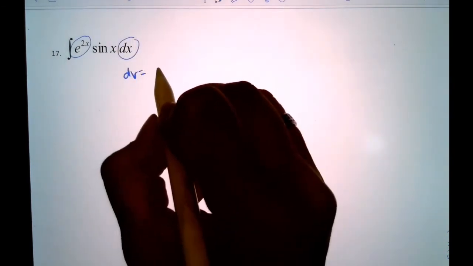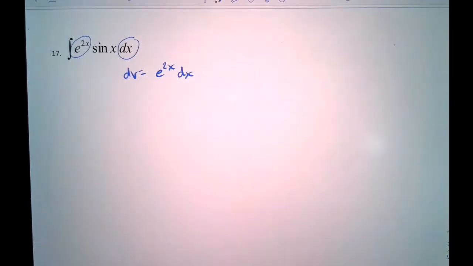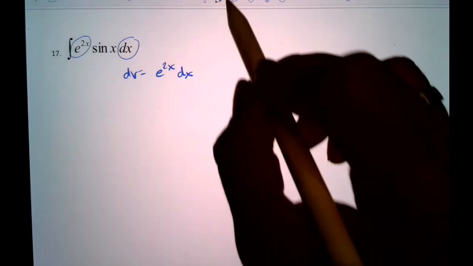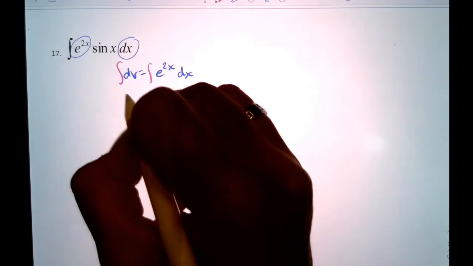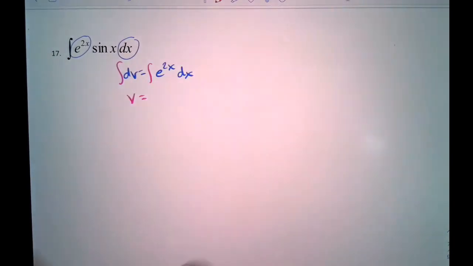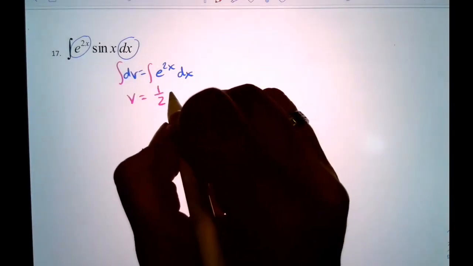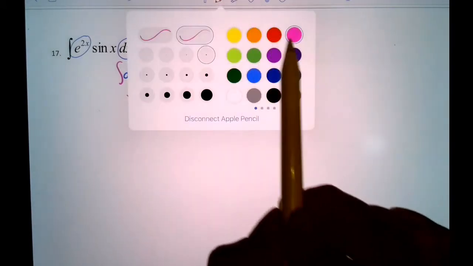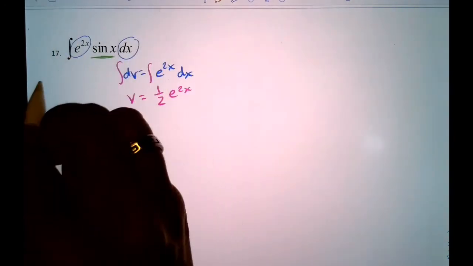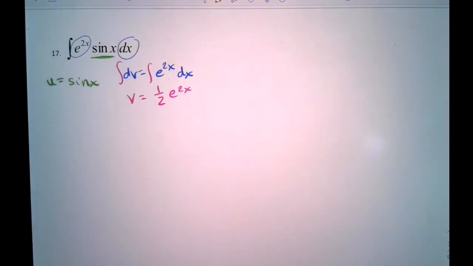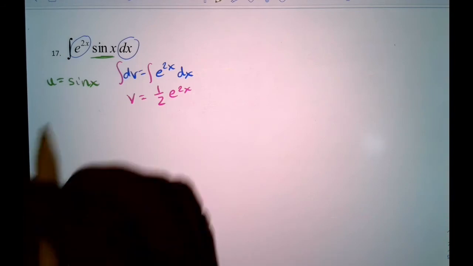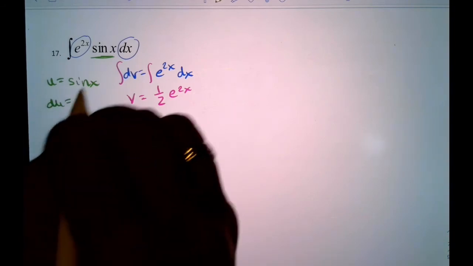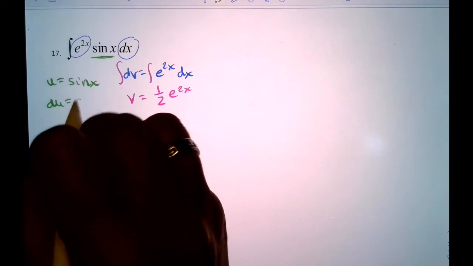I'm going to let dv be e to the 2x dx. We've done that a couple of times recently, right? I can integrate that to get v, and it's a little u substitution. I'm going to do it in my head. We just did it in a couple of recent problems. It's 1/2 e to the 2x. That means the other part that I didn't use must be the u. So again, everybody has a different style. I try to find the most intricate part that I can integrate rather easily. And then the leftover part is the u. And this is a pretty easy derivative. Derivative of sine is cosine.